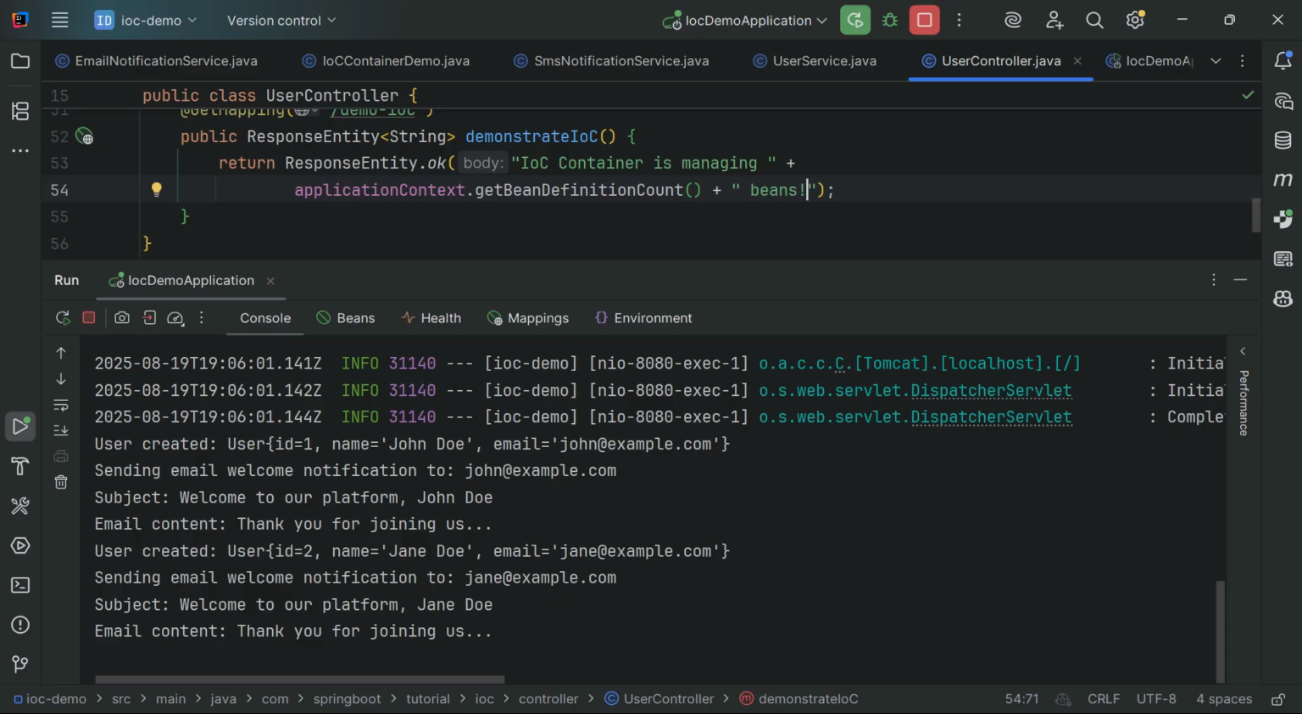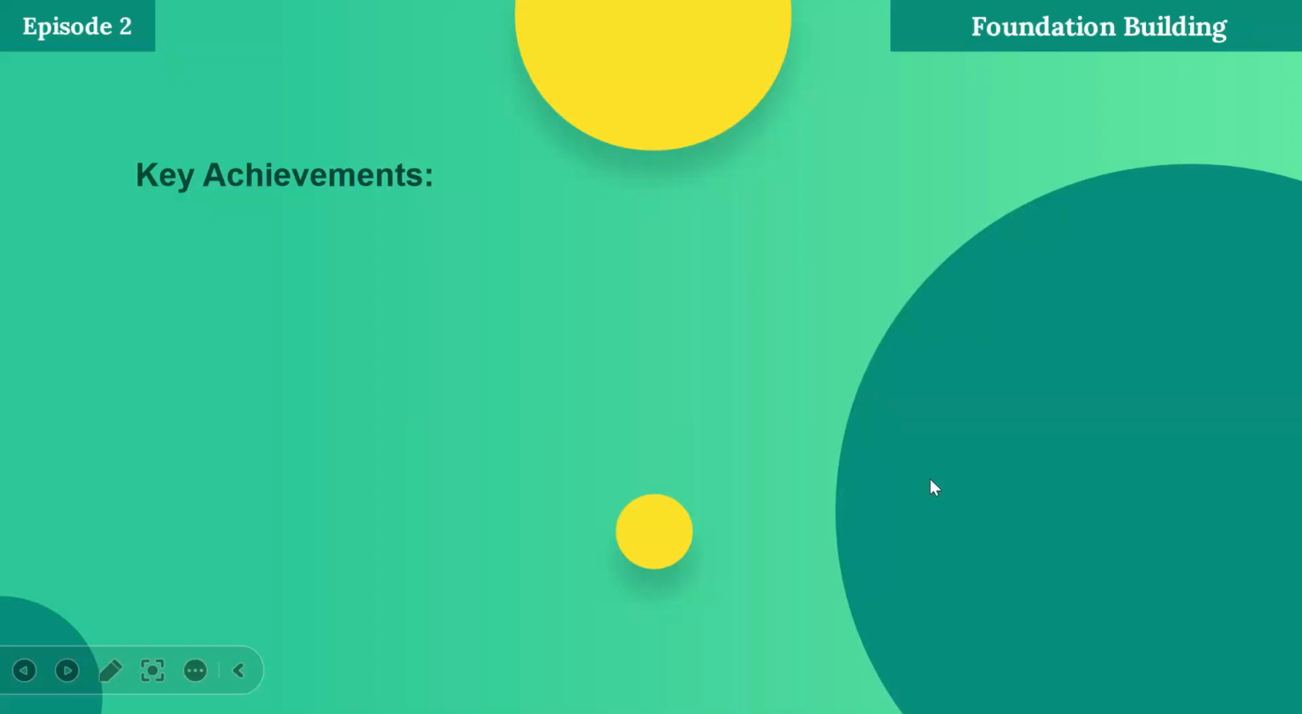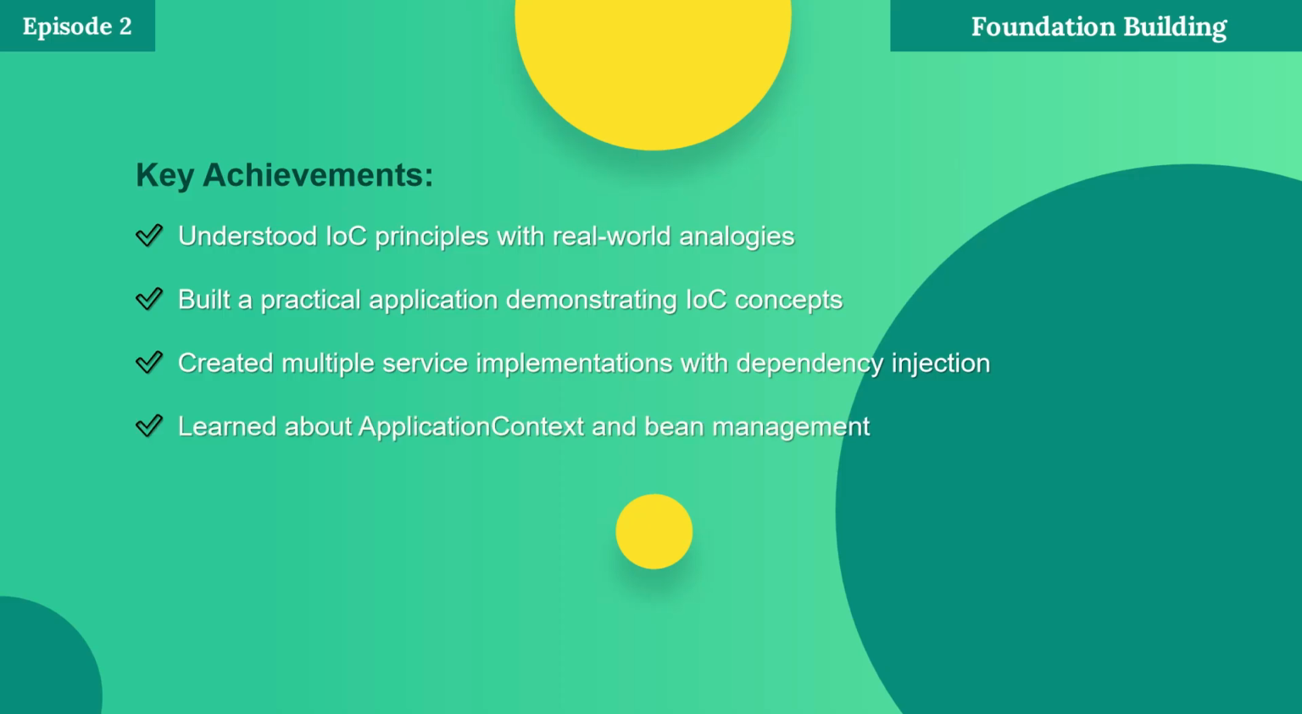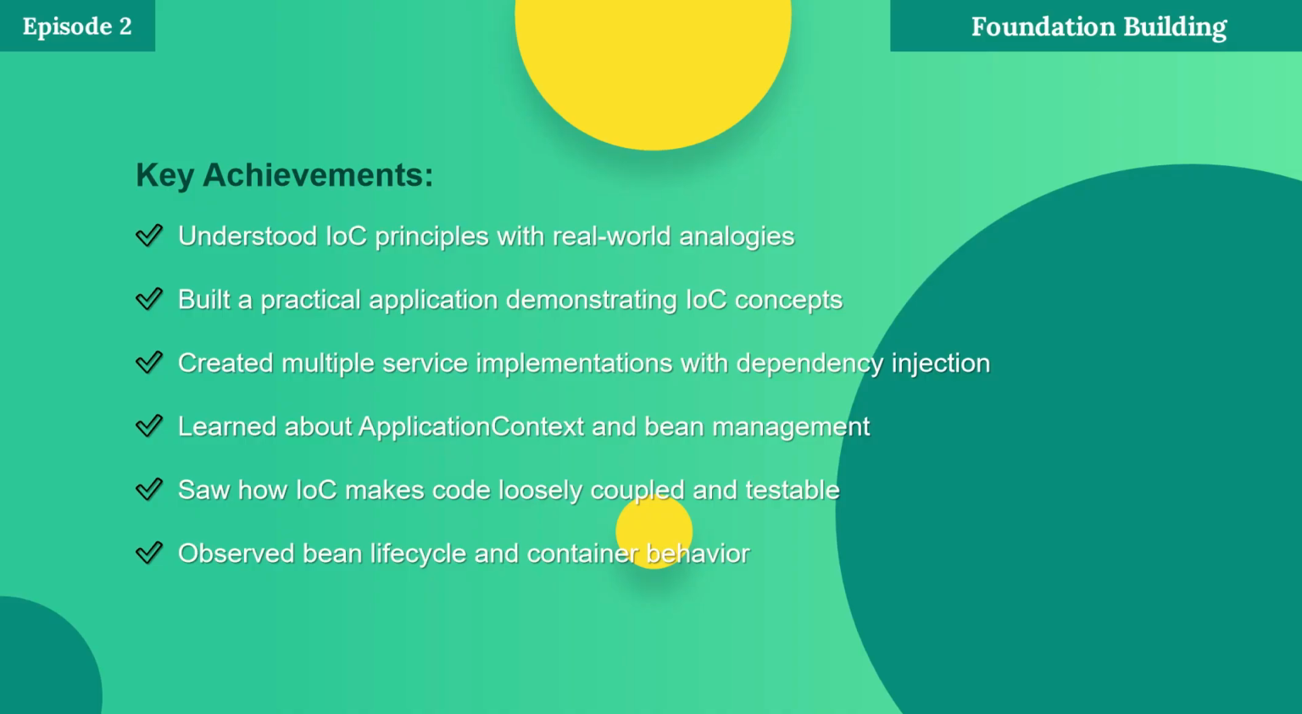Okay. So excellent work. We have successfully mastered the fundamental concept of inversion of control. So let's look at what we accomplished today. We understood IoC principles with real-world analogies. We built a practical application demonstrating IoC concepts. We created multiple service implementations with dependency injection. We learned about application context and bean management. We saw how IoC makes code loosely coupled and testable. We observed bean lifecycle and container behavior.